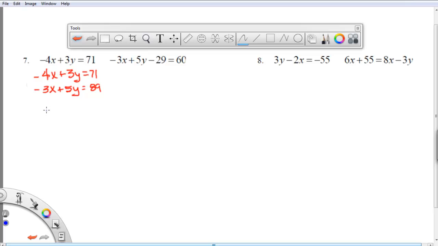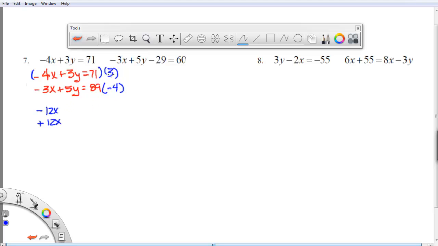So I know 4 times 3 is 12. So I want a 12x there and a 12x there. This first one I'm going to make negative. The second one I'm going to make positive. So to get a negative 12 from a negative 4, I'm going to times that equation by 3. And to get a positive 12 from a negative 3, I'll times that one by a negative 4.